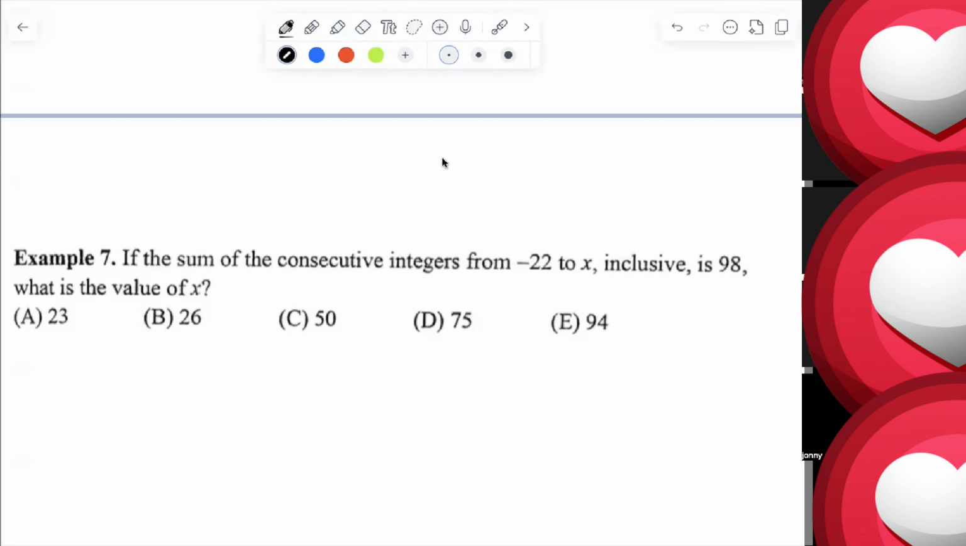So let's get started. How to solve this question: the sum of consecutive integers from -22 to x inclusive is 98. What is x? The total sum goes from -22 to 0, so that's a total of -253.